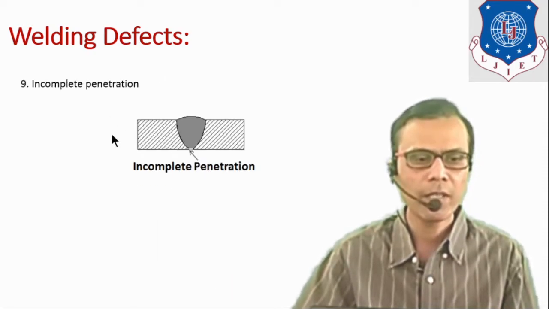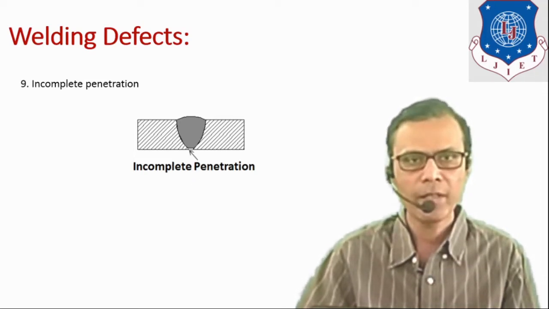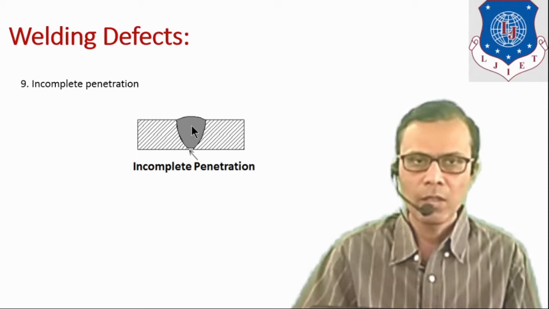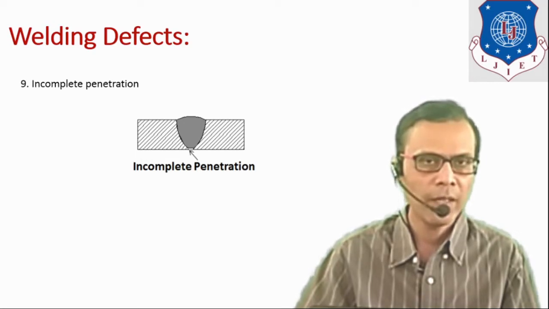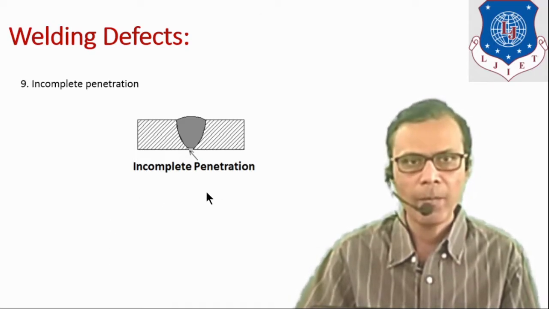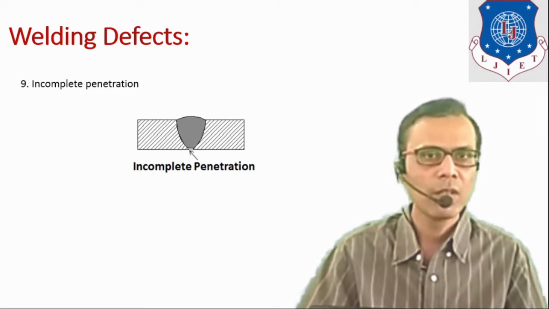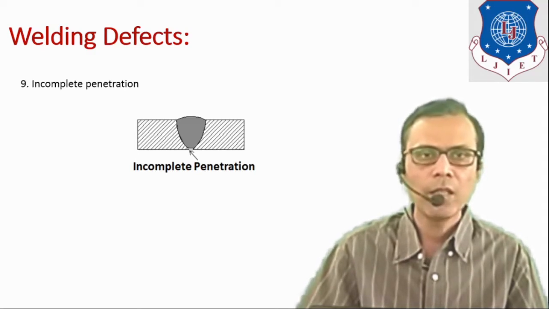Next type of defect is incomplete penetration. Generally this type of defect occurs in case of butt welding. If the deposited metal is not in proper amount, or if welding is not done properly by the welder, it may result in incomplete penetration. If welding current is also not set properly, then also it will result in incomplete penetration. So these are the different types of welding defects which we can commonly see in welding application.